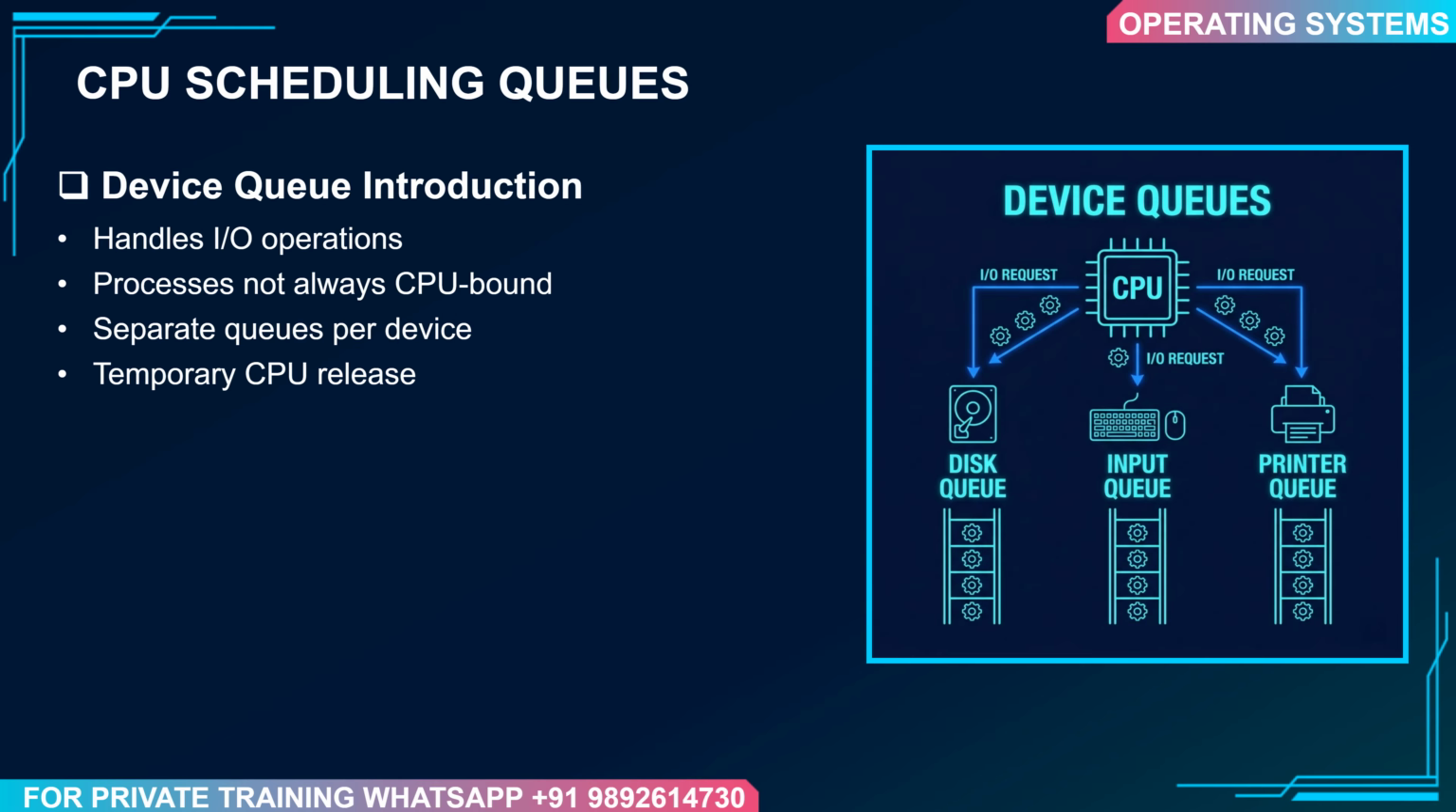Now comes the third type, the device queue. This one is slightly different. Not all processes need the CPU all the time. Sometimes a process needs to perform input or output operations. For example, reading data from a disk, waiting for user input, or printing a document. When a process needs to perform such an operation, it cannot continue using the CPU. Instead, it moves to a device queue. Each IO device usually has its own queue.